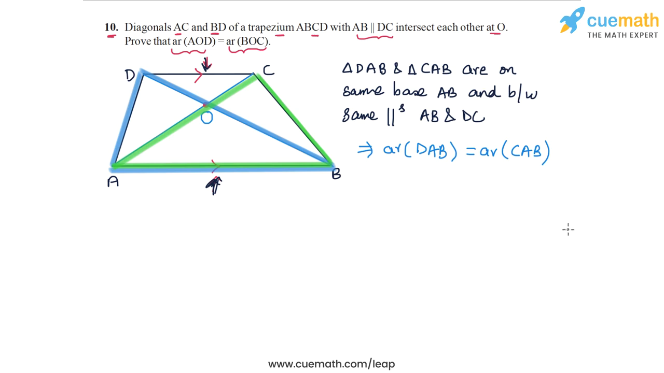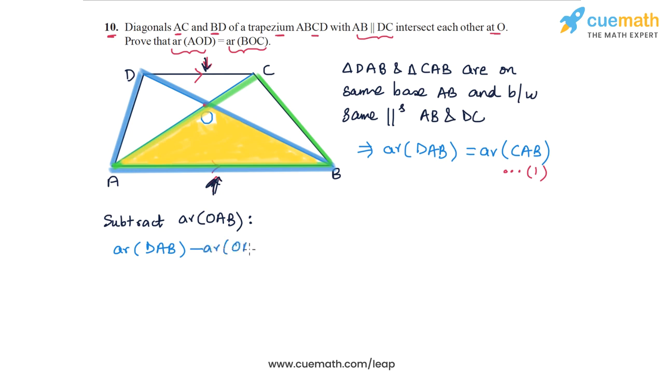The next step is to observe that there is some area common to both the triangles, which is the area of triangle OAB. So we are going to subtract this area from both sides of this equation that we have written. Let's call this equation 1, and now we will subtract the area of OAB from both sides of 1. On the left side we will get area of DAB minus area of OAB, and on the right side we will get area of CAB minus area of OAB.